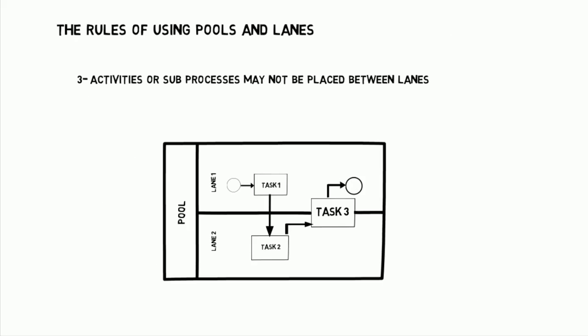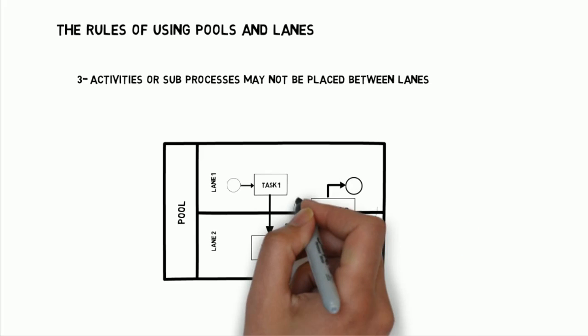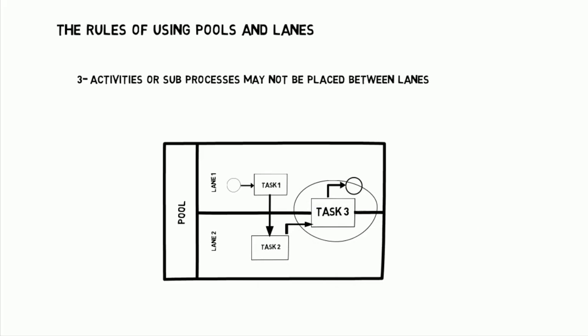Rule number 3. Activities or sub-processes may not be placed between lanes. In this example, task 3 is placed between lanes, and of course it's a wrong use of pool and lanes. Rule number 4. The message flow are only allowed between pools, not within pools.